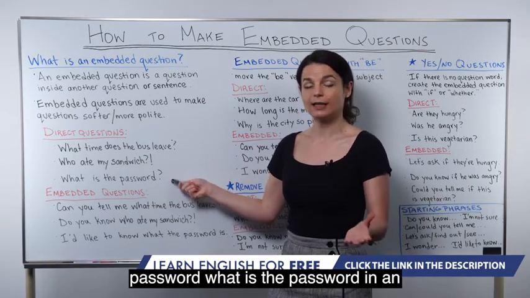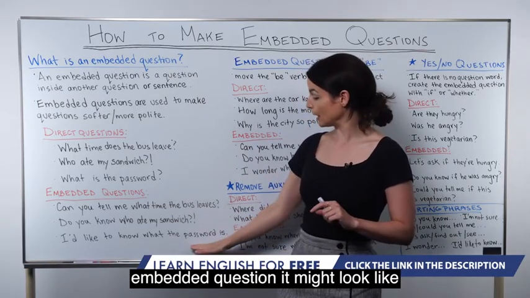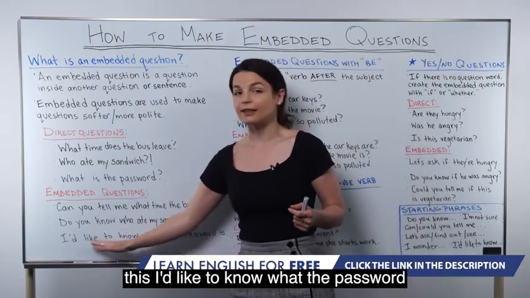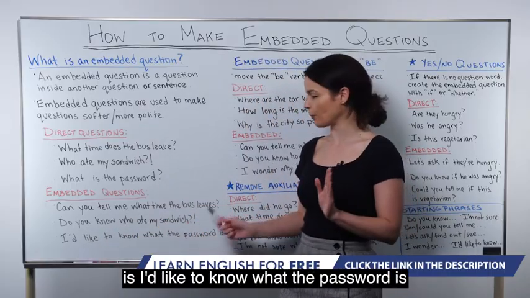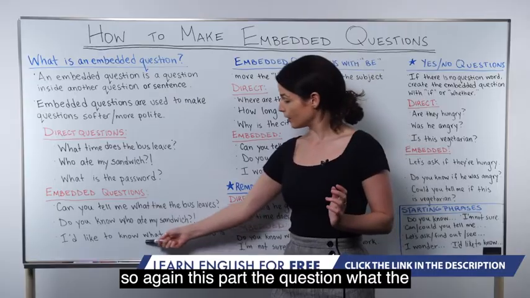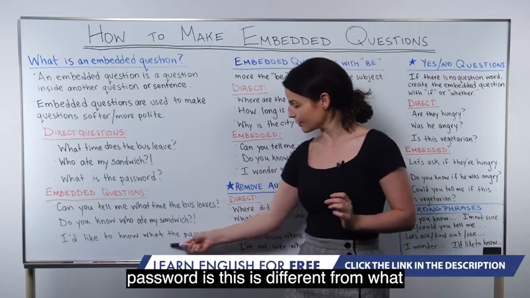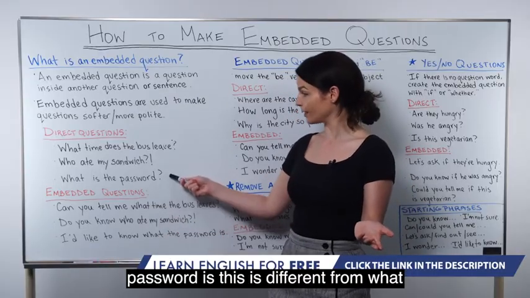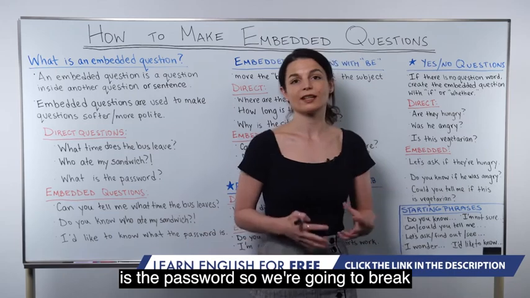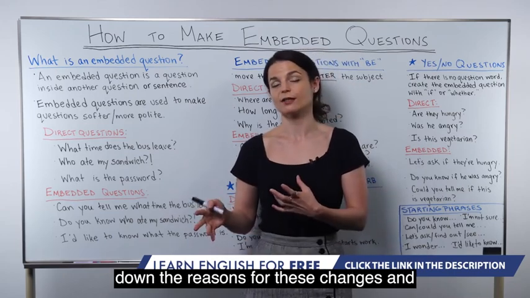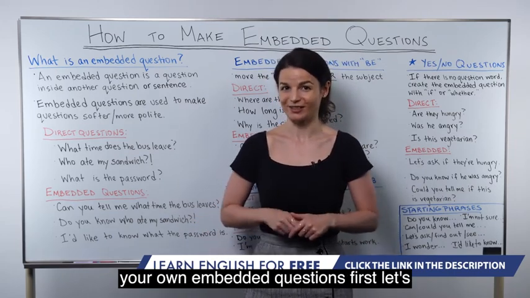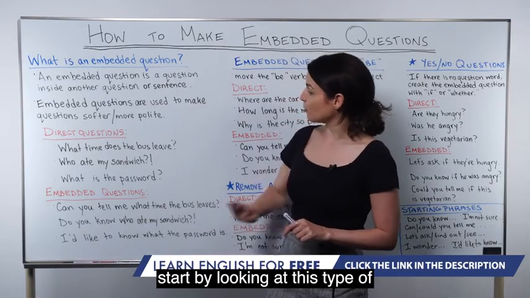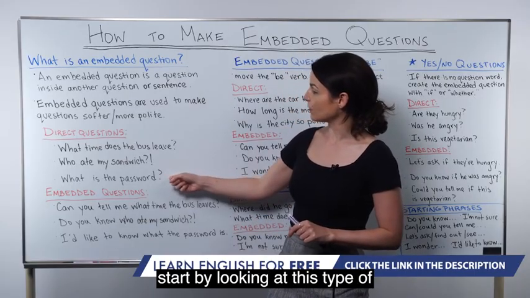In an embedded question, it might look like this. I'd like to know what the password is. So again, this part, the question, what the password is, is different from what is the password. So we're going to break down the reasons for these changes and introduce the rules so that you can make your own embedded questions. First, let's start by looking at this type of sentence.